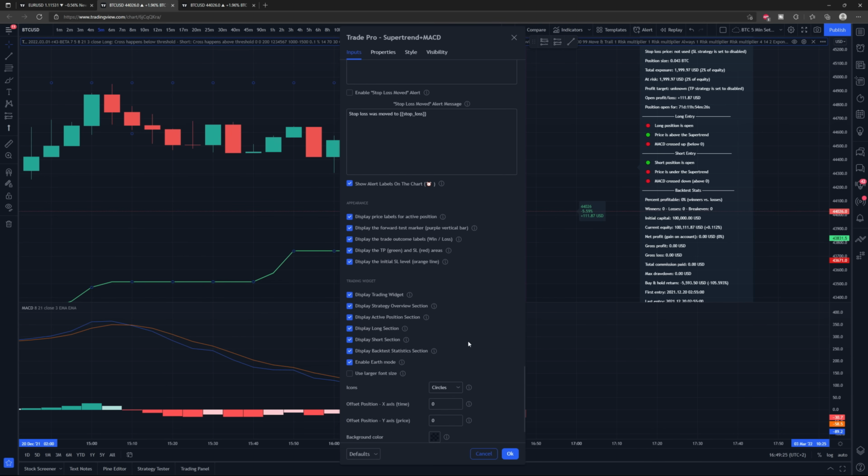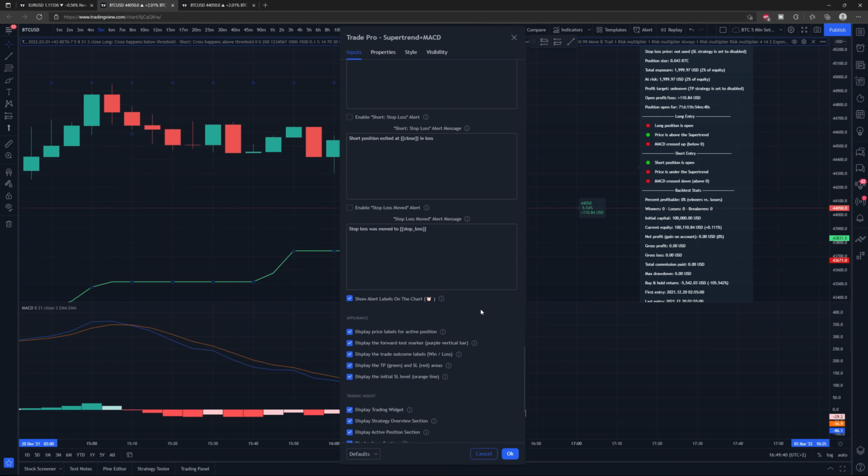So yeah, that is pretty much covering all the main things. Of course, you can customize how this widget looks, get rid of certain parts of it, but most of this stuff we've gone over in the other strategy script release videos.